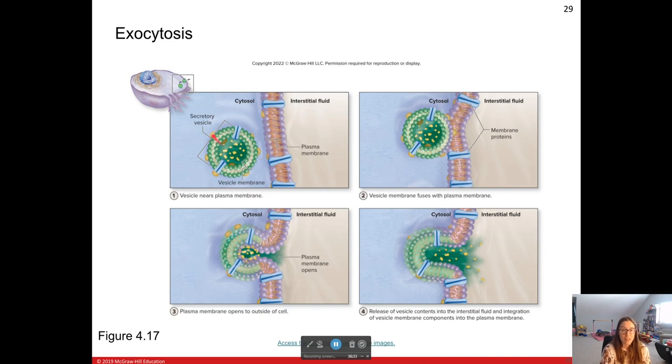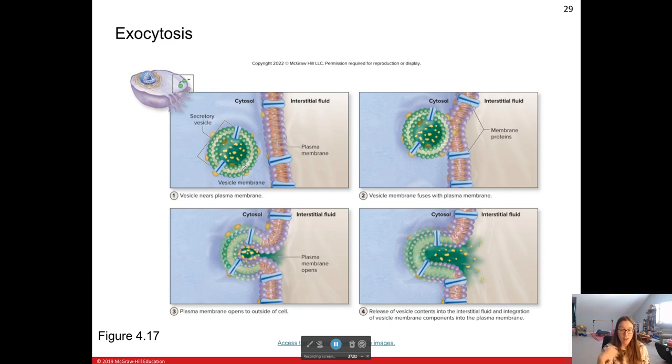All right, and so we can see here's our vesicle. It's filled with stuff. It's going to bump into the plasma membrane and merge with it, so they become one, and then it releases its secretions outside the cell. That transport vesicle is now merged with the plasma membrane and is part of the plasma membrane. This is how our nerve cells are going to be releasing neurotransmitters, which will be really important for muscle contraction and nerve conduction.